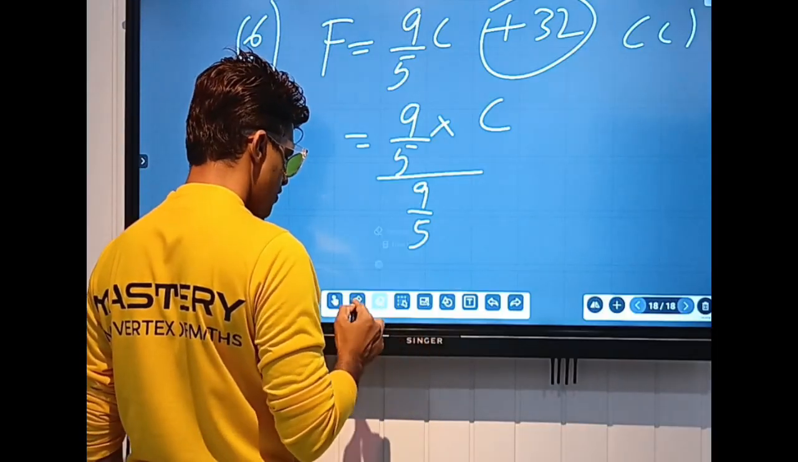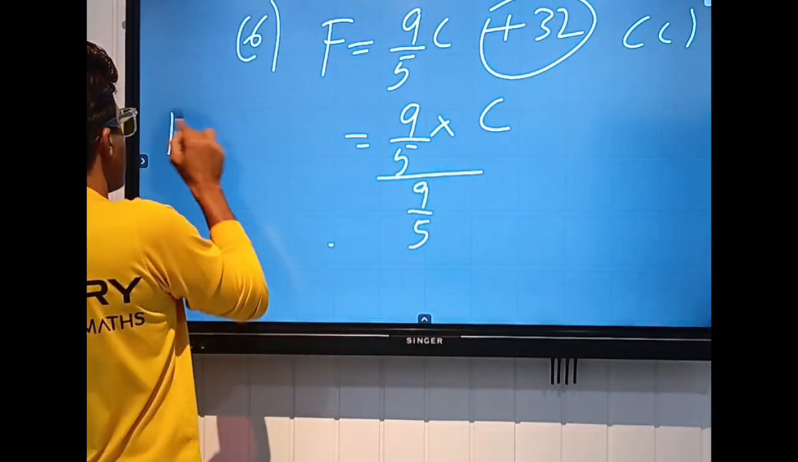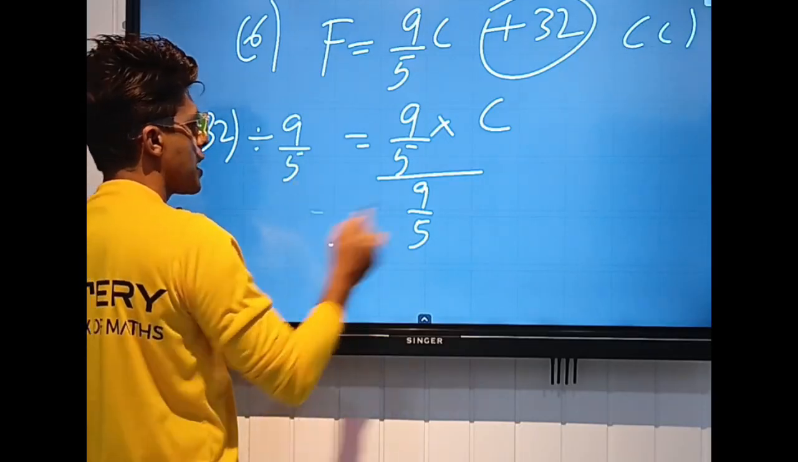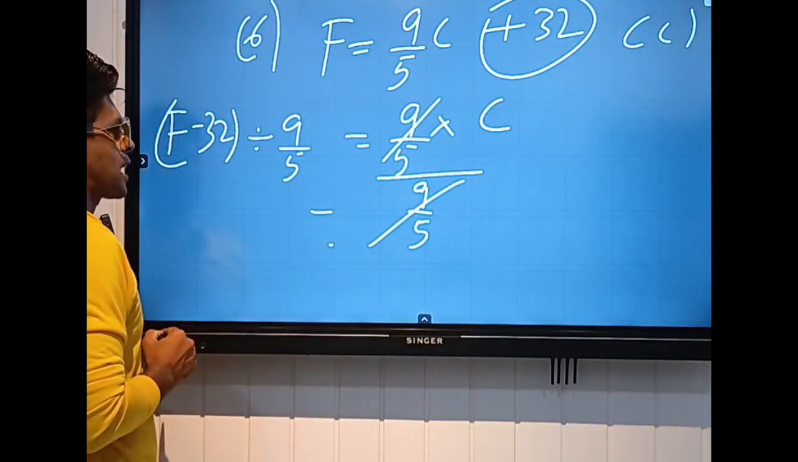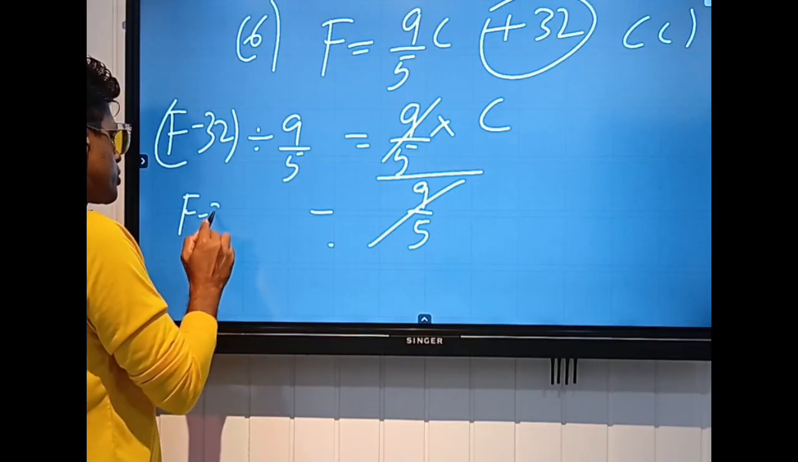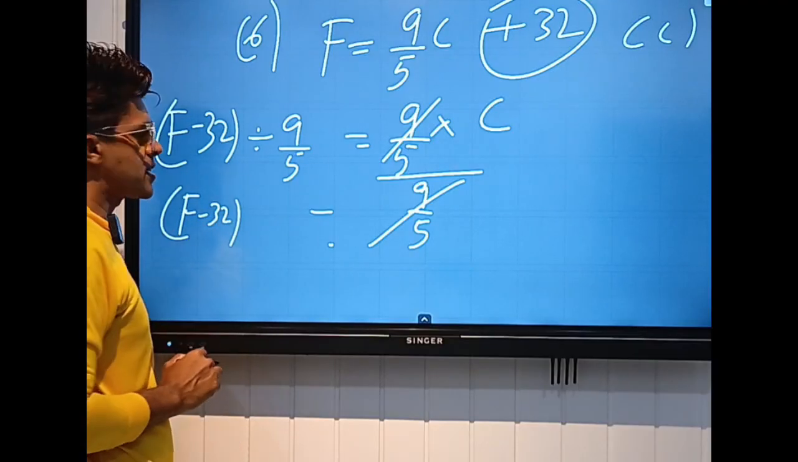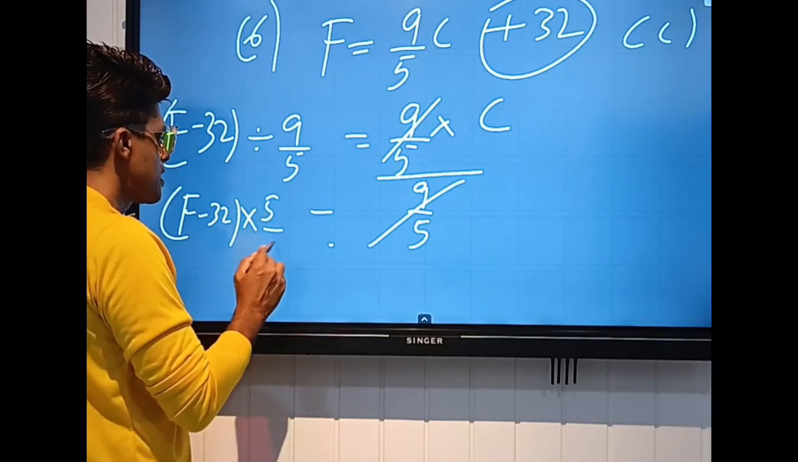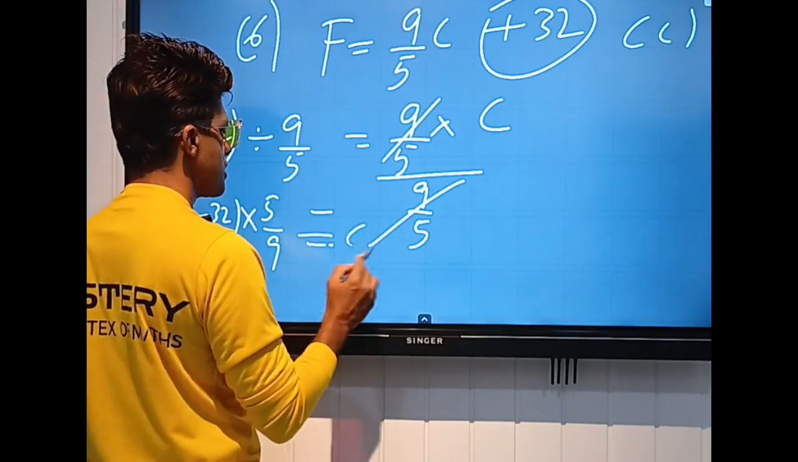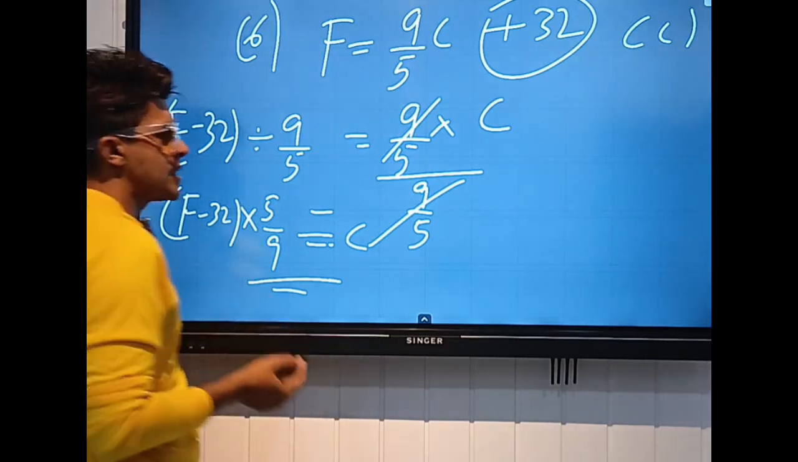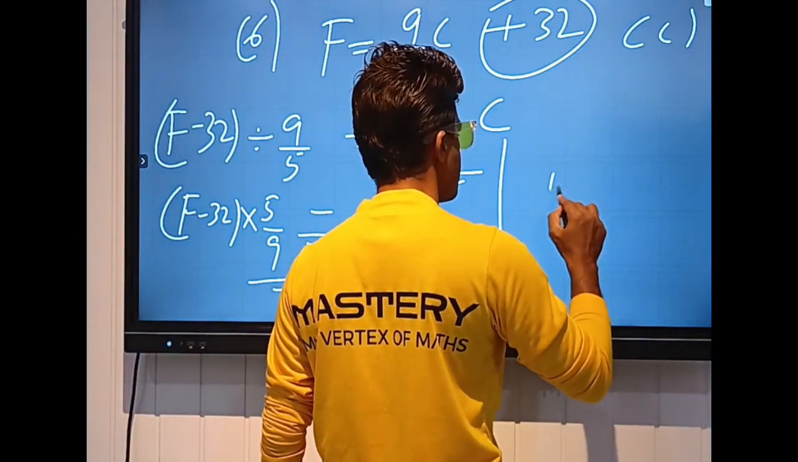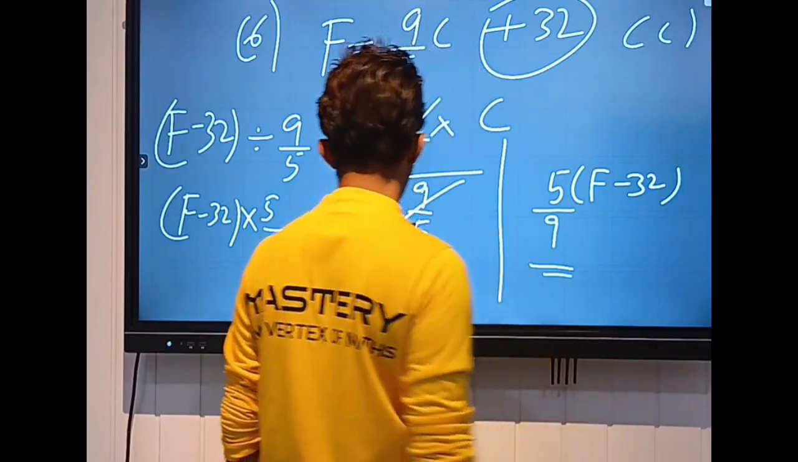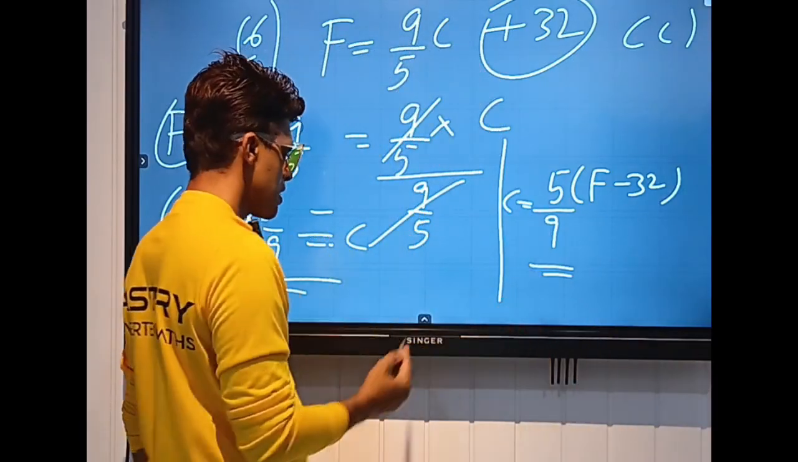I mean, F minus 32 divided by 9 over 5. Right now, this whole segment and this whole segment can be cancelled out. Then here you could use the knowledge of fractions. You could take the reciprocal of 9 over 5, which is 5 over 9. This can be expressed as 5 times (F minus 32) over 9. This is the answer. I mean, C equals this one.